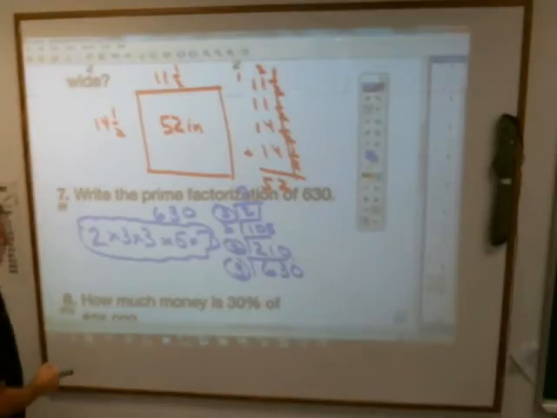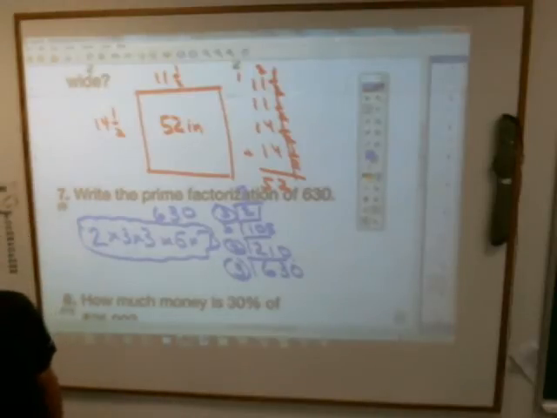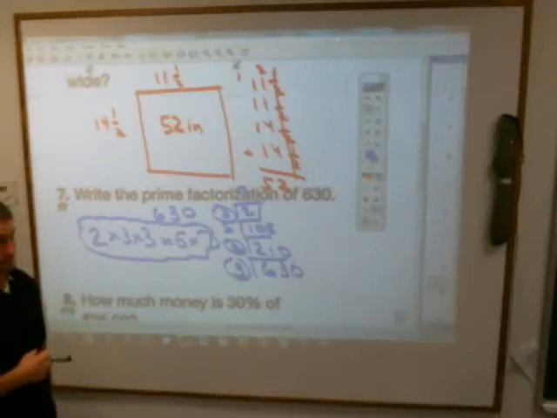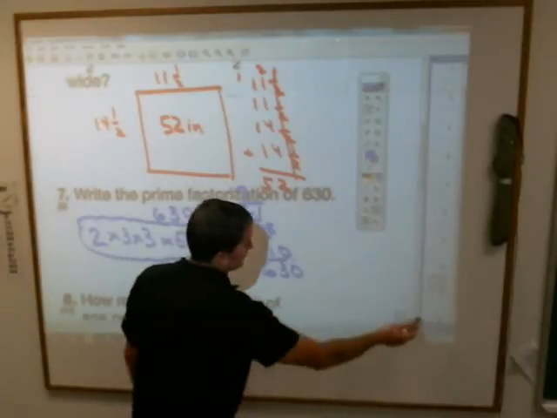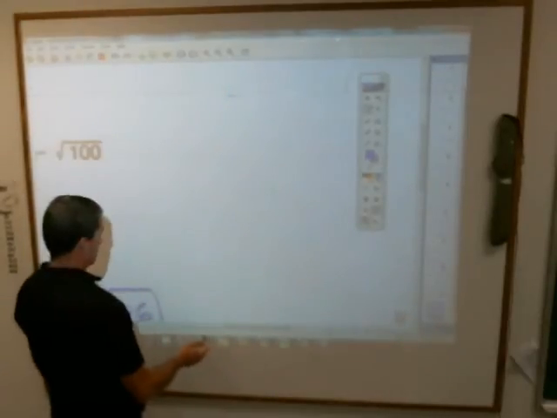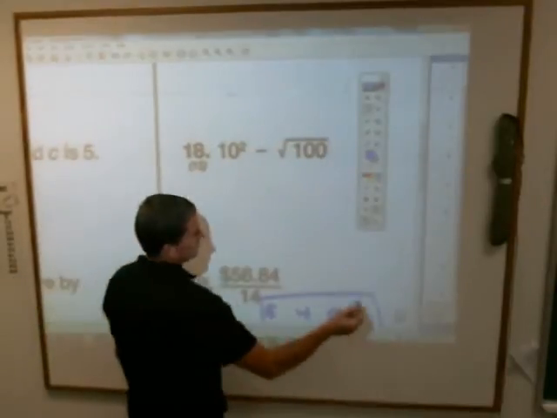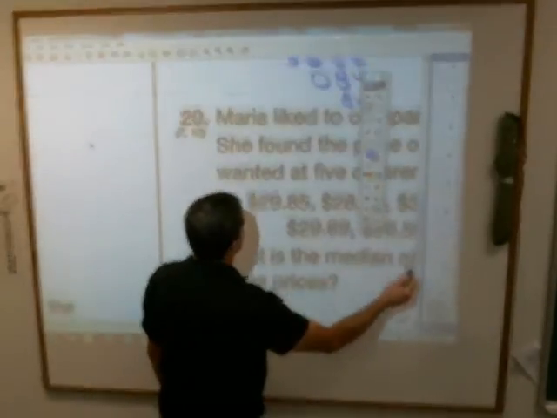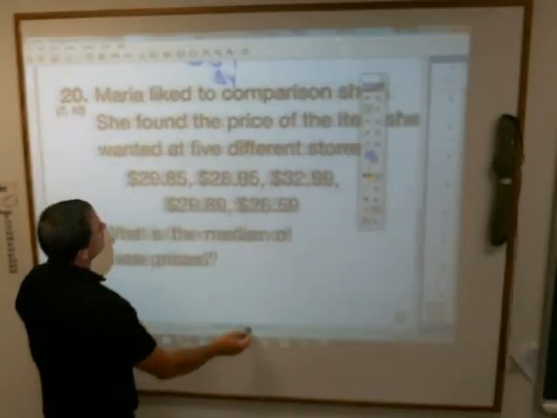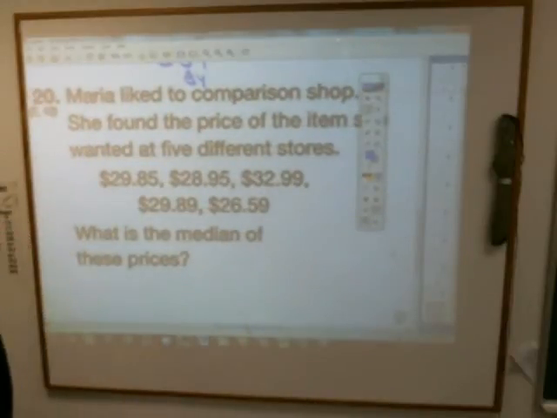Emily, what was 20? $29.85. Okay, I chose 20, 25. Maria liked to comparison shop. She found the price of an item at 5 different stores. What is the median of these prices?